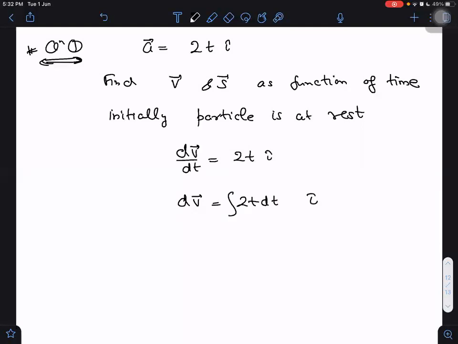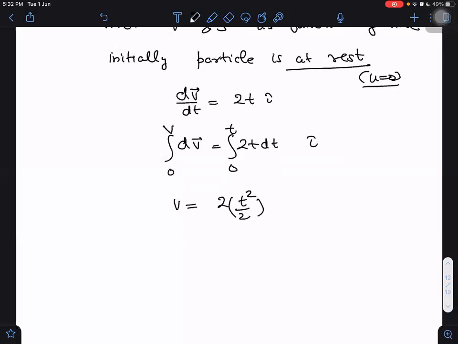I can write the i cap at last. So what do we get finally? t square. What would be the limits here? 0 to v, because given the particle is initially at rest. What will be the limits on the other side? 0 to t. Then I can write v is equal to 2 into t square by 2 i cap, equal to t square magnitude wise, and direction is along i cap.